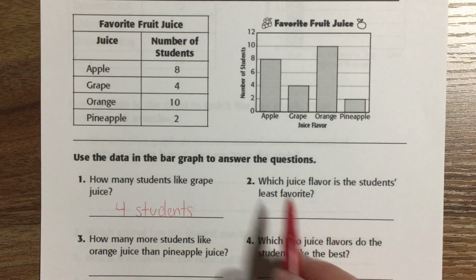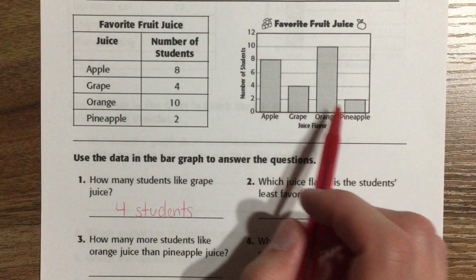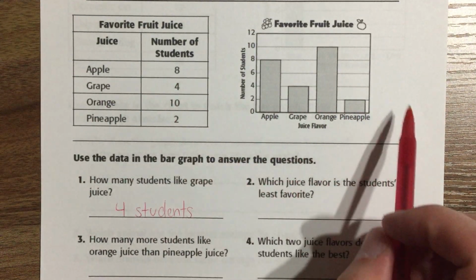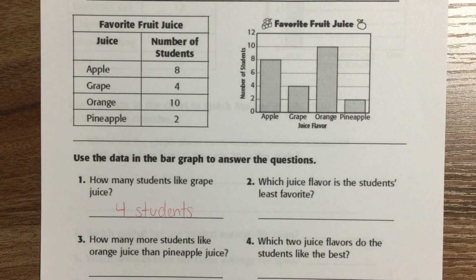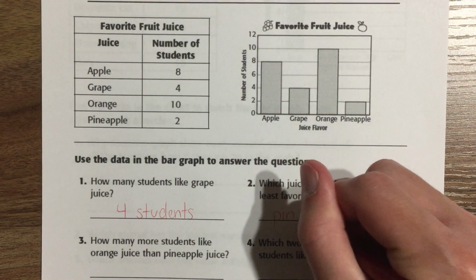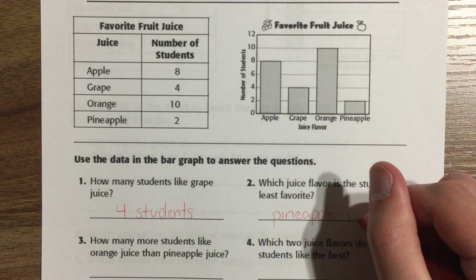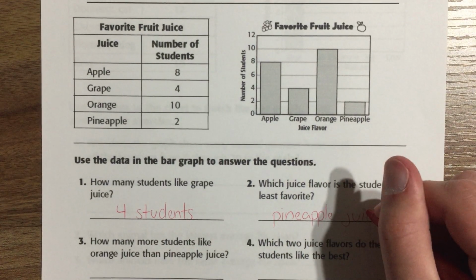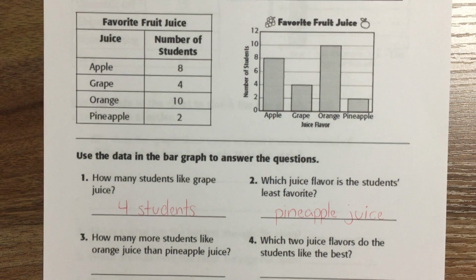We move over to question number 2. Which juice flavor is the students' least favorite? Least favorite means the smallest. So which one of these 4 has the smallest number in this table or the smallest bar on this graph? It looks to me like pineapple's only got 2. The table says the same thing. So we can say pineapple juice is the least favorite. Pineapple juice is the least favorite of the bunch.